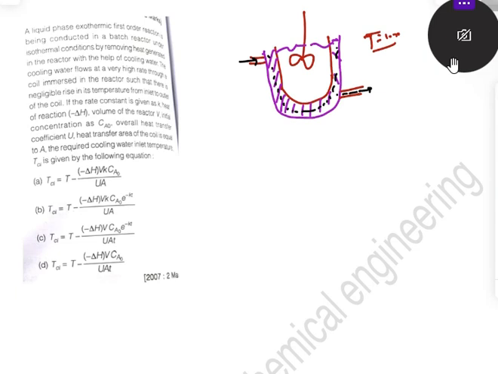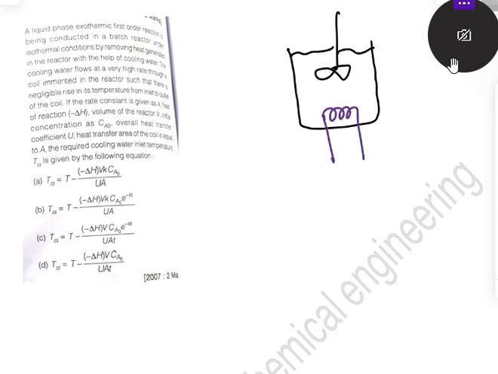The cooling water flows at a very high rate through a coil immersed in the reactor. Okay, so the design is not like that. The reactor is something like that. So this one is the reactor and there is a steam jacket. This is like that, and heat is being extracted from this. So this one is the inlet and this one is the outlet.